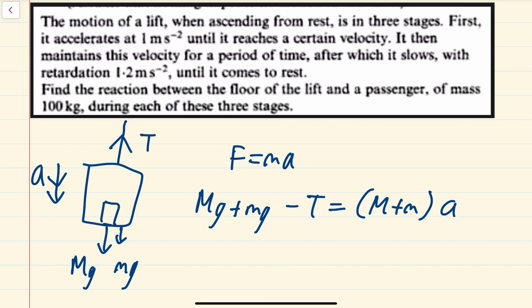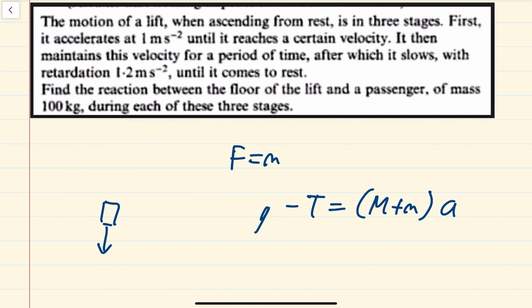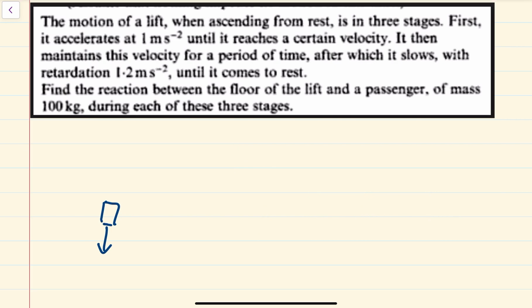But for us, our diagram here is different because we're just looking in this question at a man. So let's read the question and see how our example is different. It says the motion of a lift when ascending from rest is in 3 stages. First, it accelerates at 1 meter per second squared until it reaches a certain velocity. It then maintains this velocity for a period of time, after which it slows with a retardation, so that's deceleration, of 1.2 meters per second squared until it comes to rest. Find the reaction between the floor of the lift and the passenger of mass 100 kilograms during each of these 3 stages. Okay, right, let's look at our diagram.